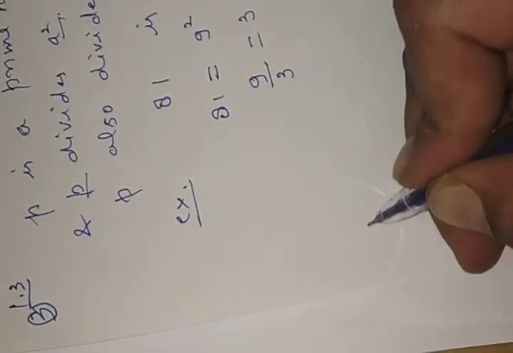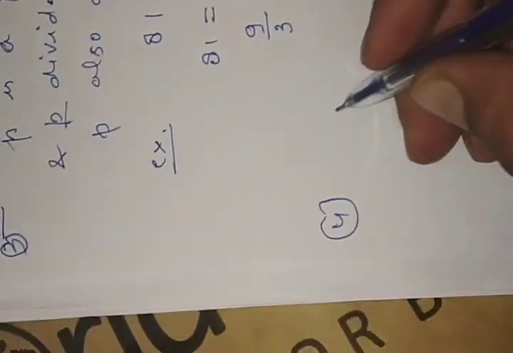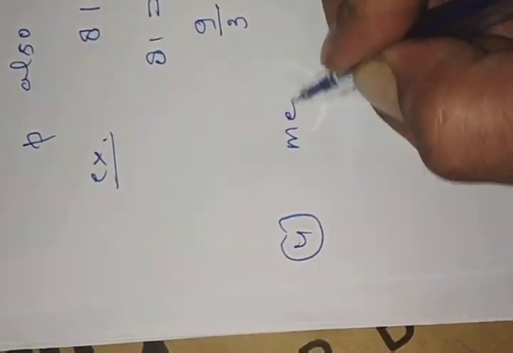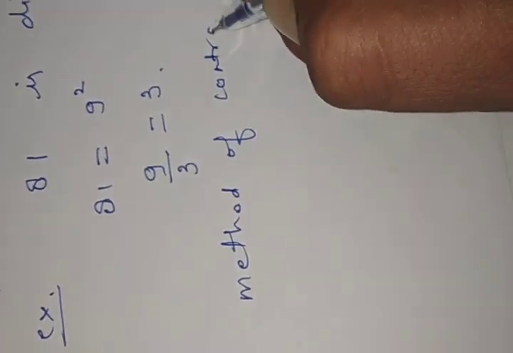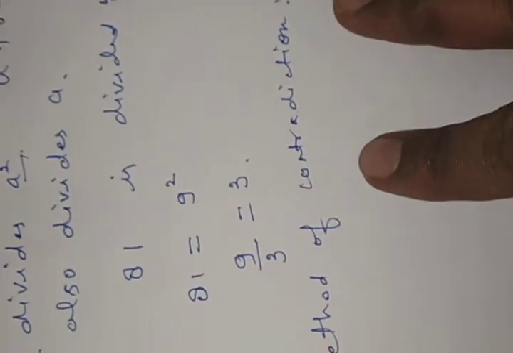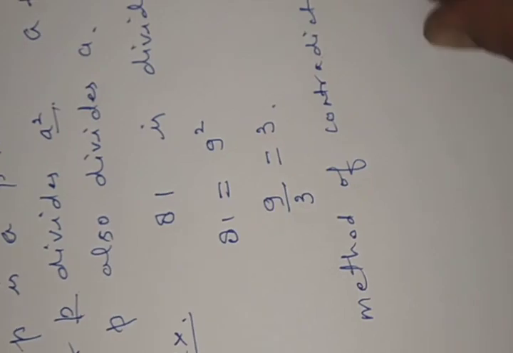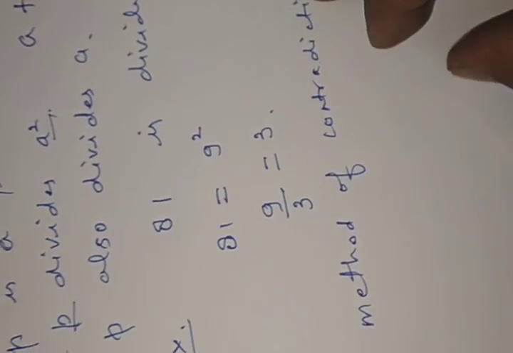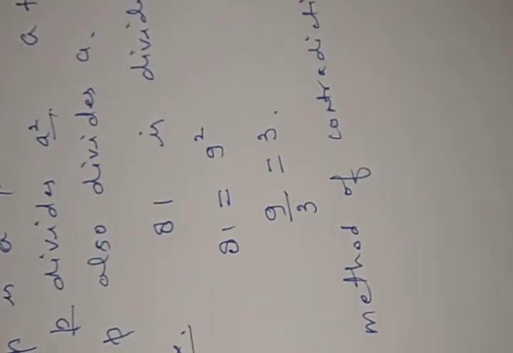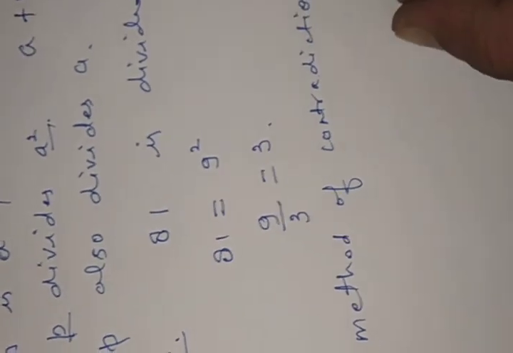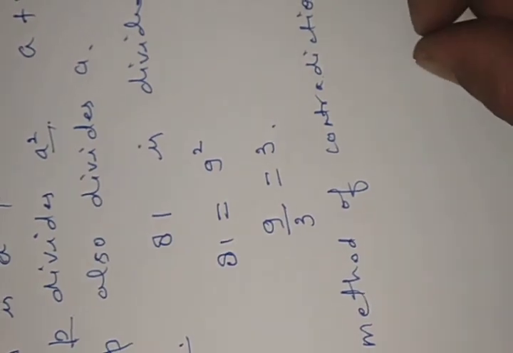Okay. Now one more term is there. Fourth term, method of contradiction. What does it mean? According to the method of contradiction, if we want to prove any given statement, then in the starting we suppose this statement as false or true, and later on by using mathematical statements we will prove that our assumption was wrong.